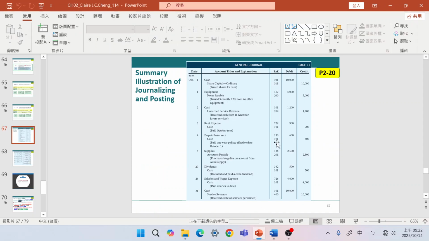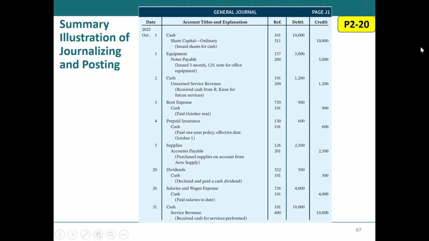So go to our slide. Our slide on your page 67, your textbook 2-20. Did you find out? This is our first accounting book, right? Our first accounting book based on date. So this is our journal.